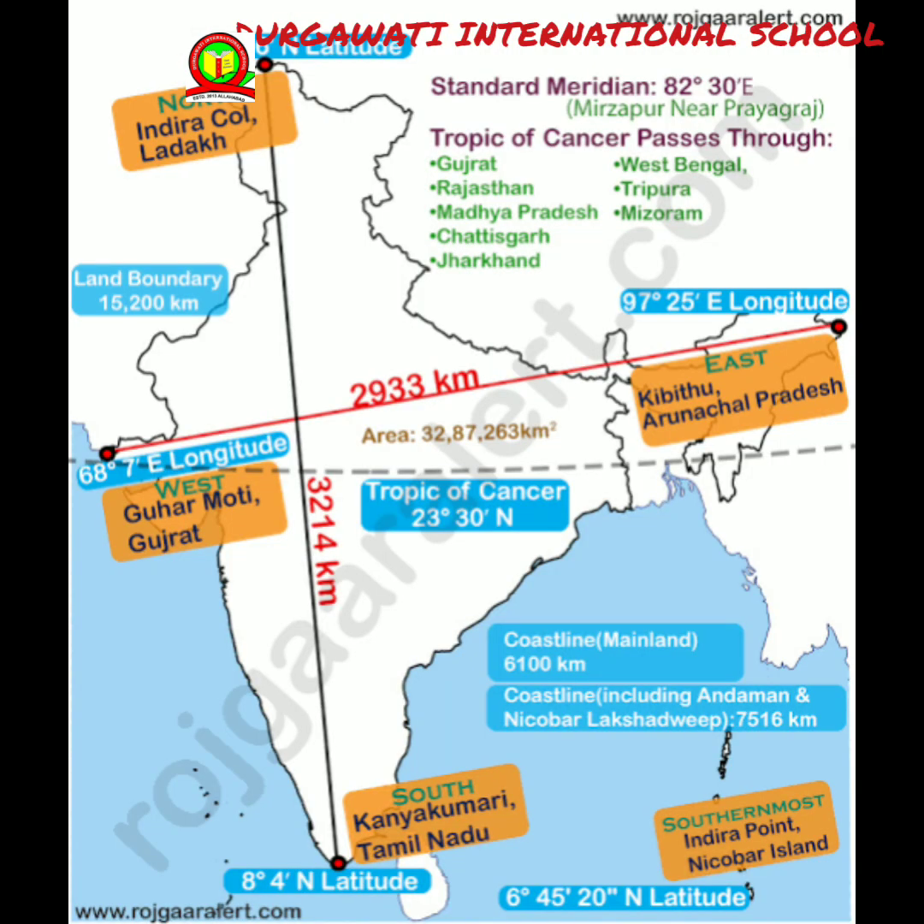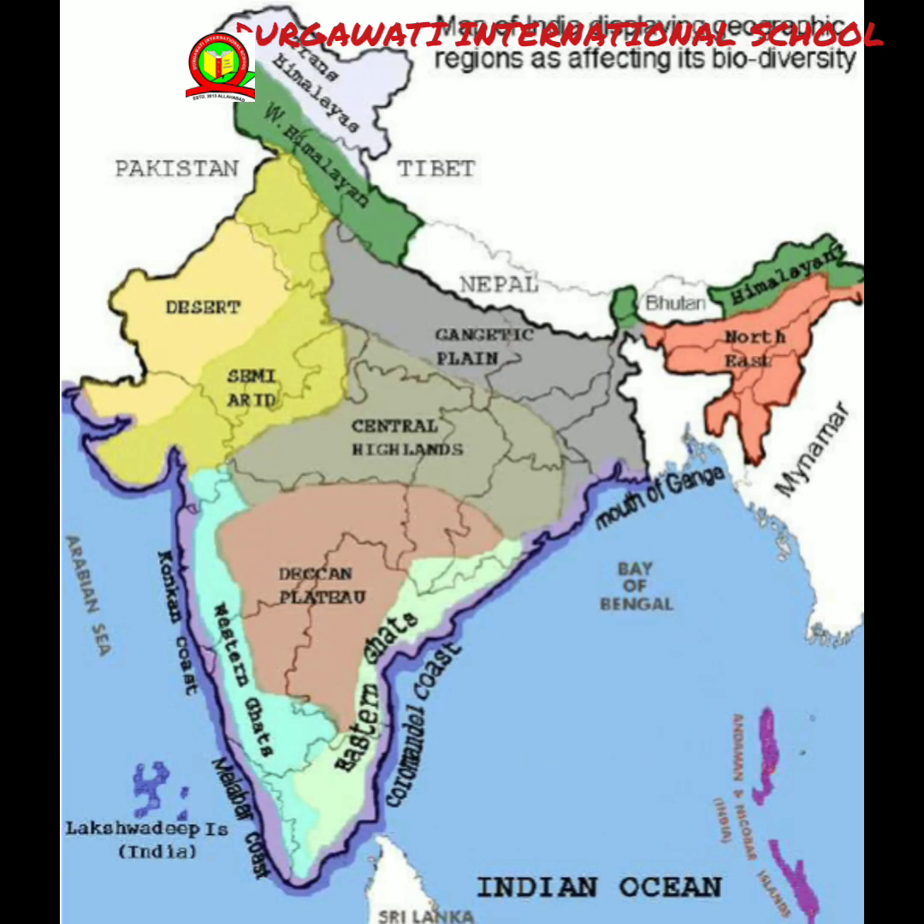Here you can see that it is a very big country. It extends 3,214 km from Jammu and Kashmir in the north to the south, from Jammu and Kashmir to Tamil Nadu, and 2,993 km from Arunachal Pradesh in the east to Gujarat in the west. In the picture you can see from the north to the south, that is 3,214 km, crossing the Tropic of Cancer.